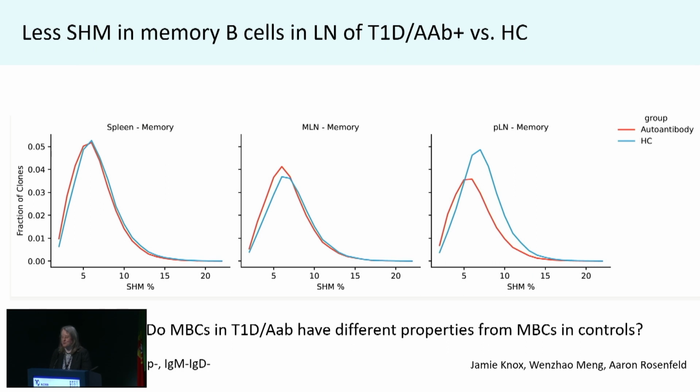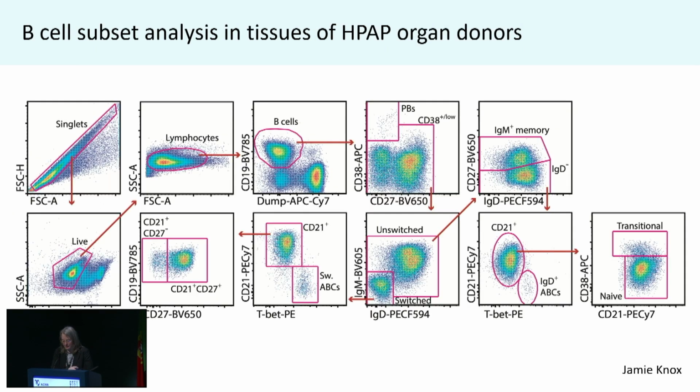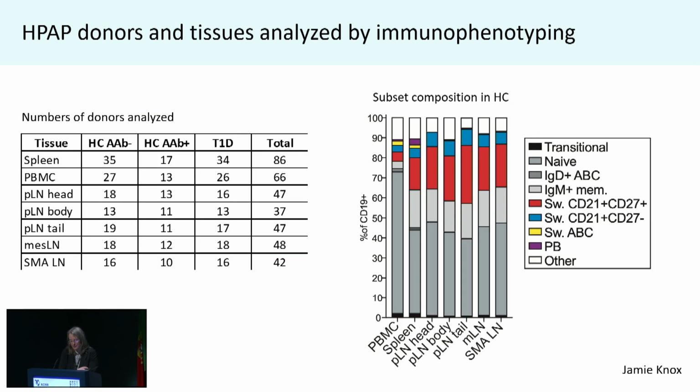So then we started to wonder, are some of these subset frequencies different in terms of B cells in the tissues? In parallel, as part of the Human Pancreas Analysis Program, our lab has been generating a lot of flow cytometry data on these donors. This is just an example of a gating scheme where we're pulling out by multi-dimensional flow different B cell subsets. Okay, so how do we look at these then? We analyze them, so you can see there's a lot of data here, all these different numbers of donors, and then the proportions of donors who have the different B cell subsets in terms of the different tissue distribution.